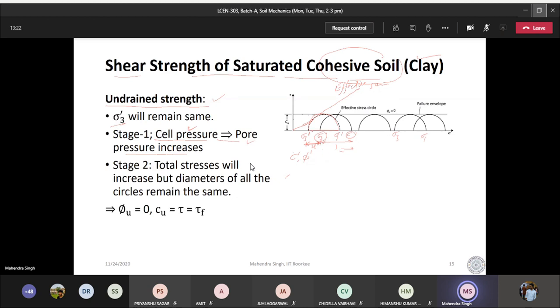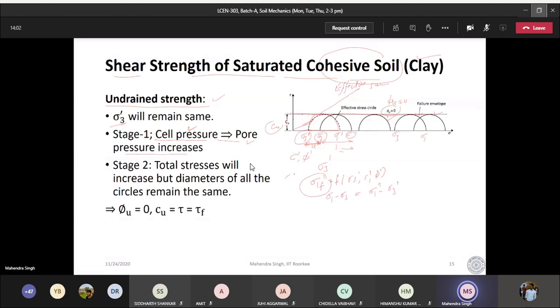But because sigma 3 dash is the same, and you know sigma 1f dash is a function of sigma 3 dash and c dash and phi dash, this remains the same. So sigma 1 minus sigma 3 is equal to sigma 1 dash minus sigma 3 dash. What you have to remember is that all the circles for total stress will have the same diameter, and you are going to get phi u equal to 0. So phi undrained is 0, and this is the c undrained value.